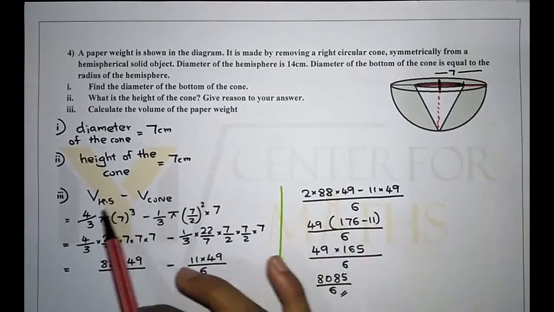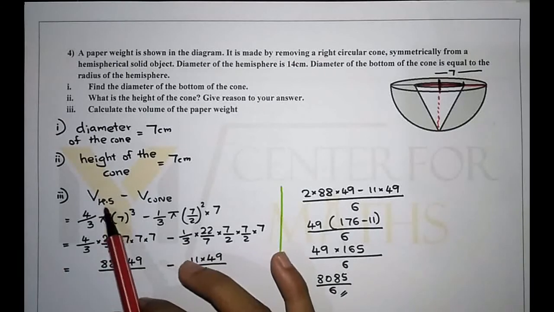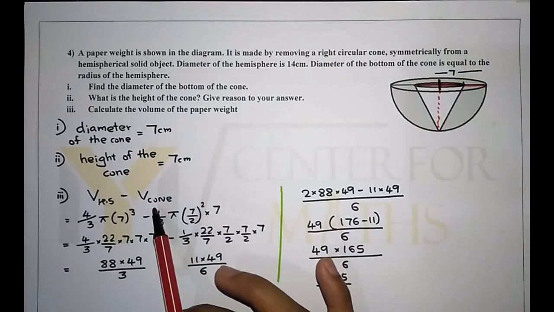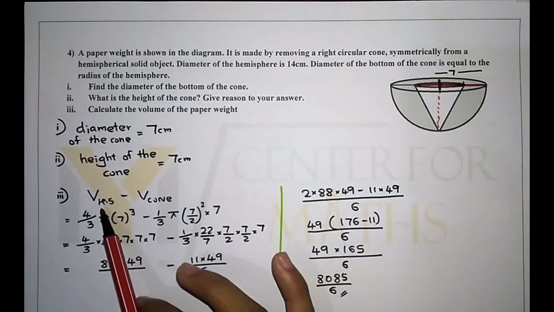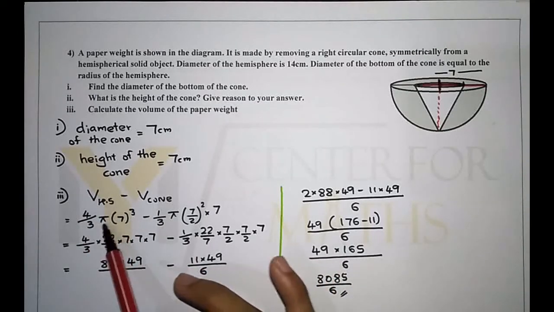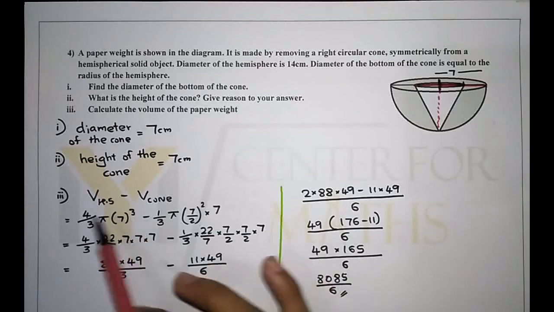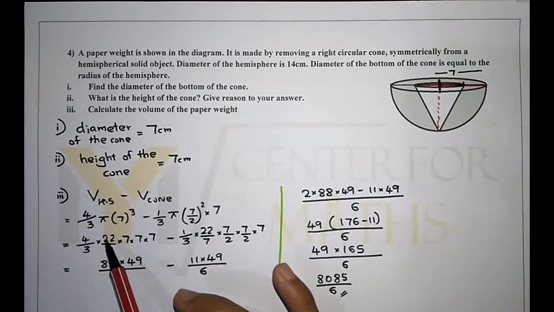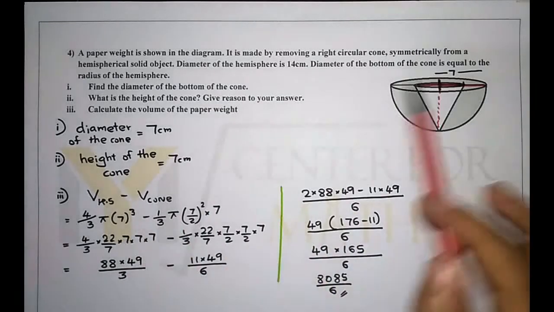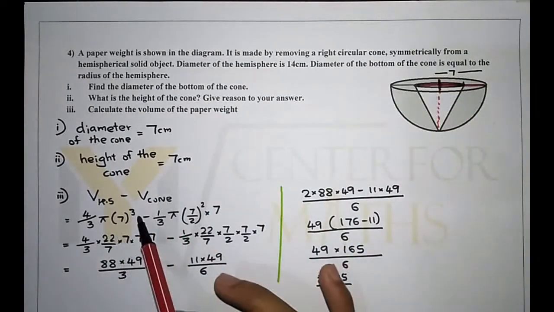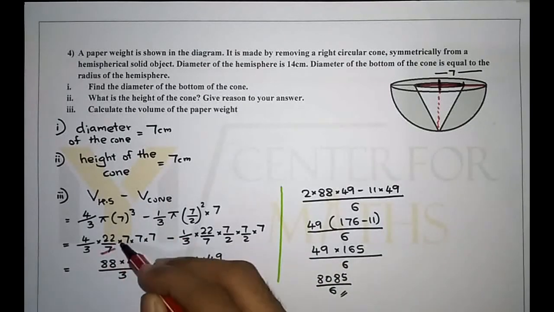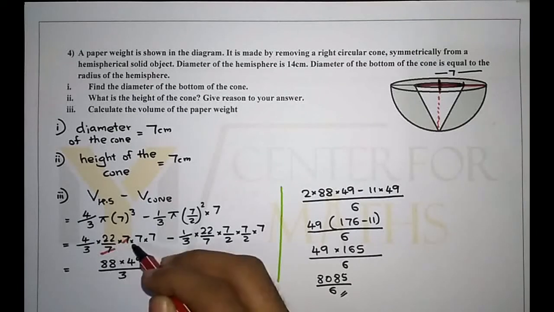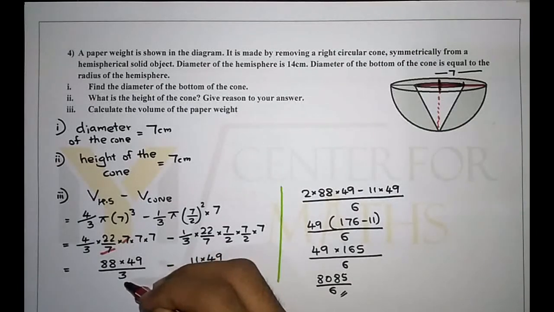Now calculate the volume of the paperweight. For that we go with this formula: volume of the hemisphere, which we subtract by the volume of the cone. In the previous question also we did the same thing. The volume of the hemisphere is 4 over 3 πr cubed, that's the formula. So 4 over 3 let it be, and the value of π is 22 over 7, and r of the hemisphere is 7, then 7 to the power 3. Now we can cancel 4 to 4, and 4 into 22 is 88. 7 sevens are 49, and over 3.